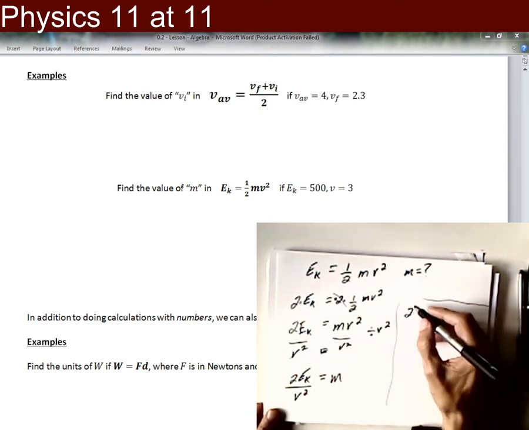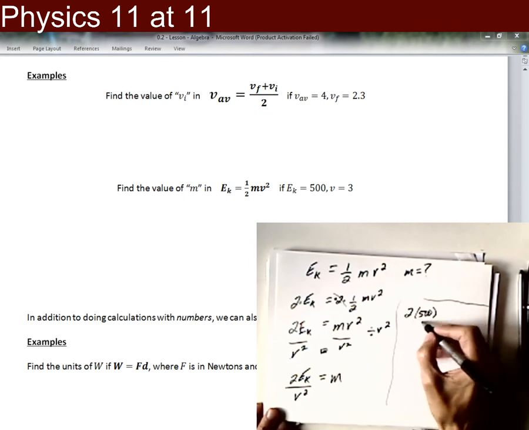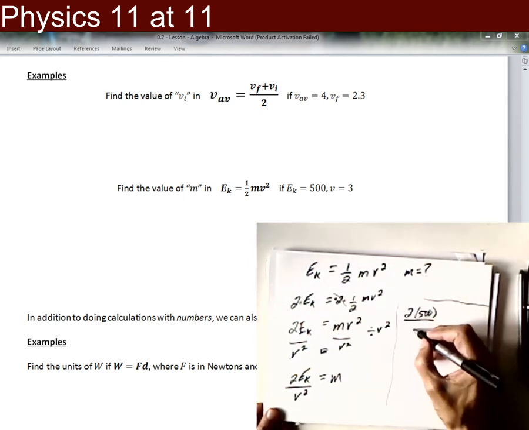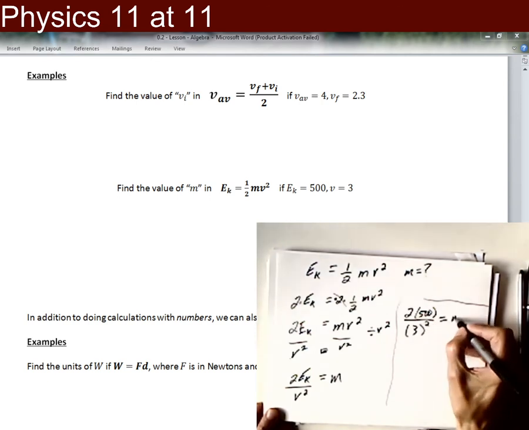What goes in for Ek? 500. 500. What goes in for v? 3. Bracket, so we're not going to get along. Okay?